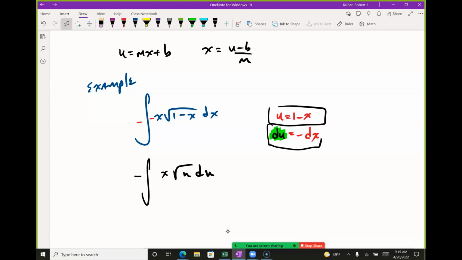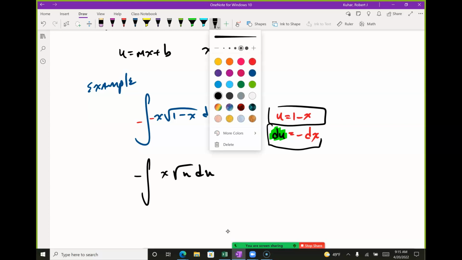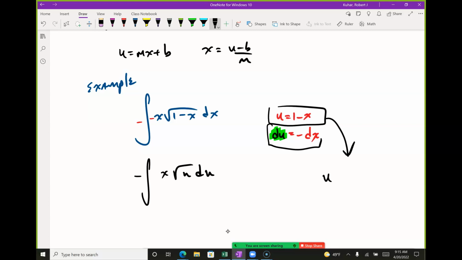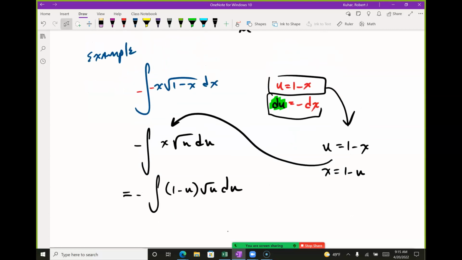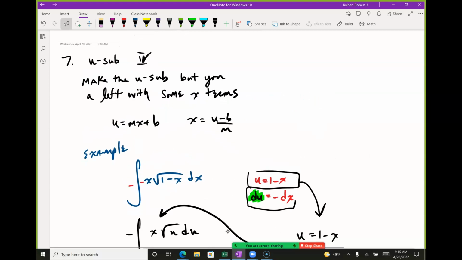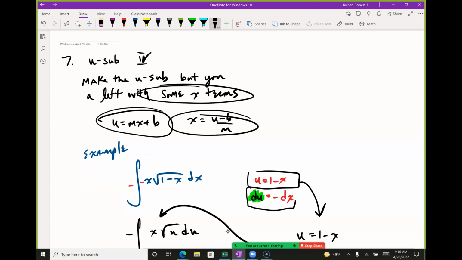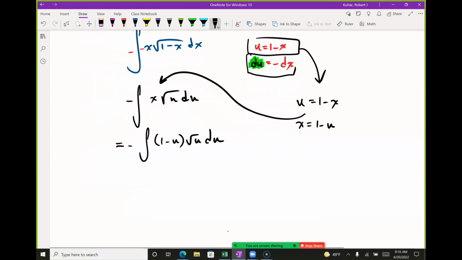So I have to manipulate this to solve for x. So u equals 1 minus x tells me that x equals 1 minus u. So there's my last sub. So I get the opposite of the integral of 1 minus u square root of u du. Remember my method: I've got some leftover x terms, so I've got to manipulate my u to get my x and sub back in.